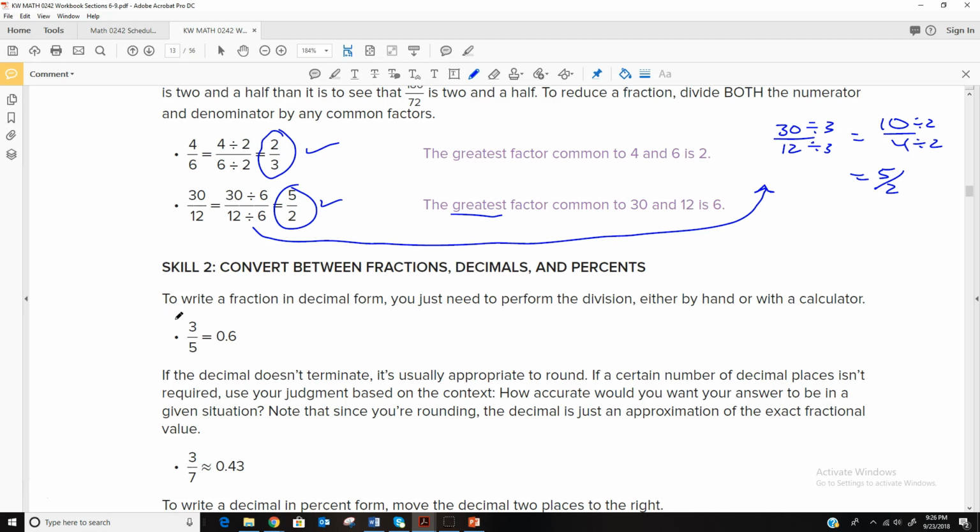So we already know, we've talked about how we could take 3/5 and turn it into 0.6 by taking 3 divided by 5 on your calculator. And if the fraction does not terminate, we can round it, and if you do round, it's really good to put these little squiggly lines to show that it wasn't exactly equal to 0.43, but it was close to it. So the squiggly lines mean approximately.